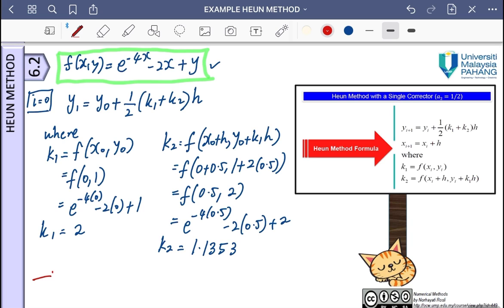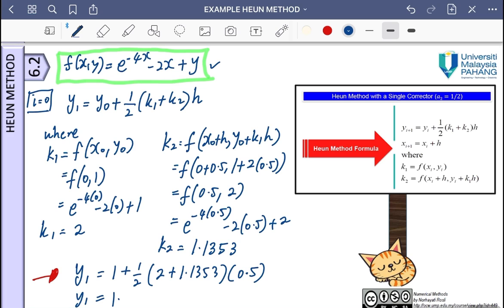Therefore, we obtain y1 equal to y0, 1, plus the average of K1 plus K2, 2 plus 1.1353, multiplied by your step size 0.5. You should get y1 equal to 1.783. Okay, so this is our y1.